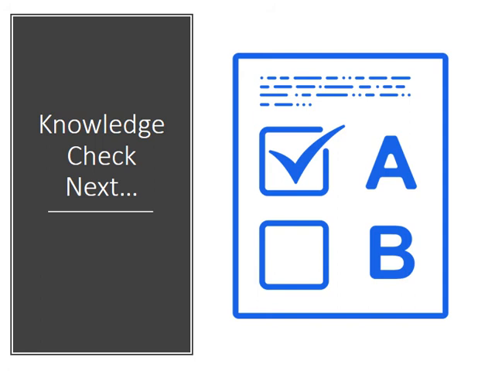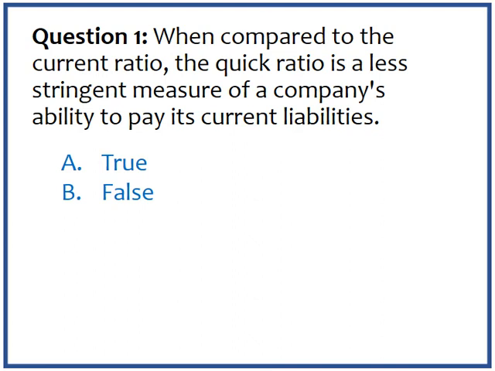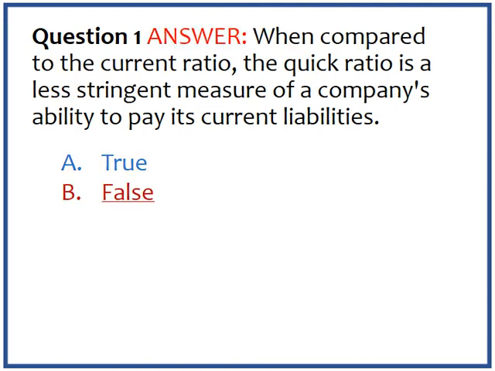Let's go. The first question reads, when compared to the current ratio, the quick ratio is a less stringent measure of a company's ability to pay its current liabilities. Is this statement true or false? The answer is false. The quick ratio is a more stringent measure of a company's ability to pay its current liabilities than the current ratio.